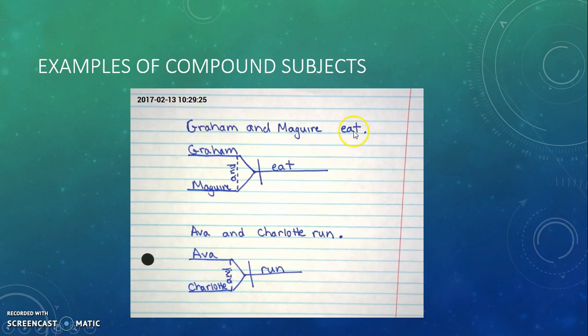Graham and McGuire eat. Graham and McGuire are a compound subject. Eat is the verb. Ava and Charlotte run. Ava and Charlotte are our compound subjects. There's our coordinating conjunction, run. Please copy these two examples down.